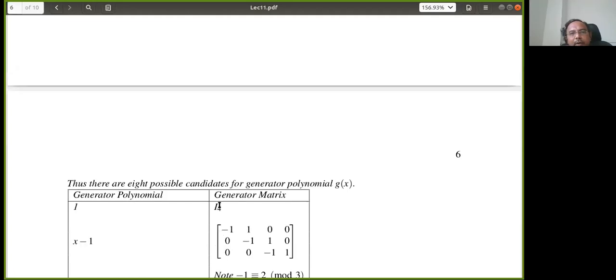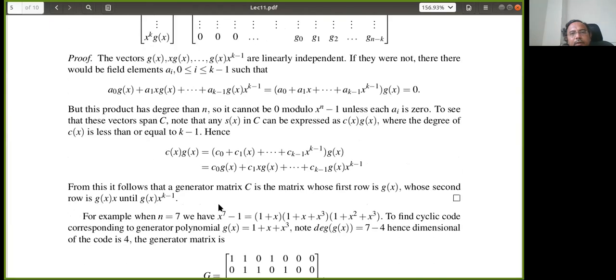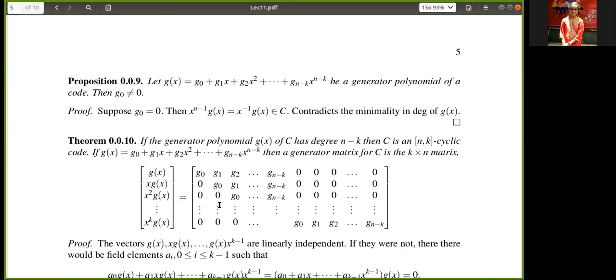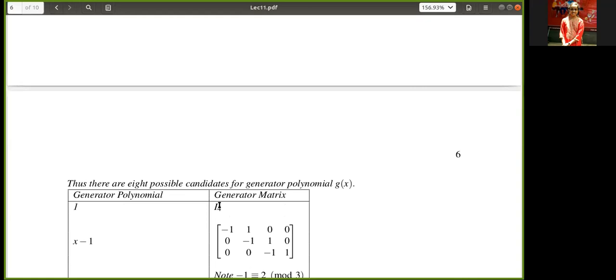So the generator matrix, this theorem is saying, how do you go? First row is what? 1 itself. g(x) is 1. How do you express 1 as a polynomial of degree 4, sorry, degree 3? 1 plus 0x plus 0x square plus 0x cubed. So constant term and x cubed. So g(x) is 1.